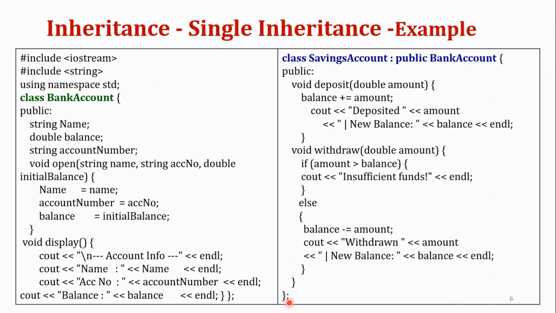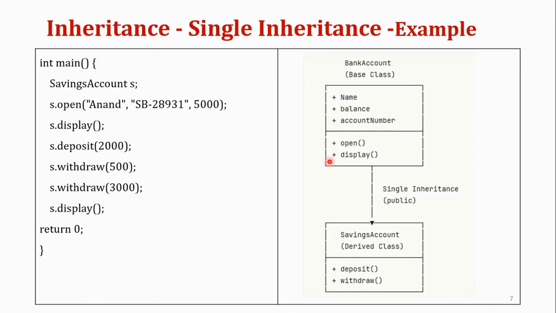So, end of the class, and here I'm having a member function, two member functions, deposit and withdraw, and I create an object for the derived class. SavingsAccount is my derived class. Create an object, and you can call all the methods. Open and display are not copied, but inherited to the derived class. So s.open, s.display, s.deposit, s.withdraw.